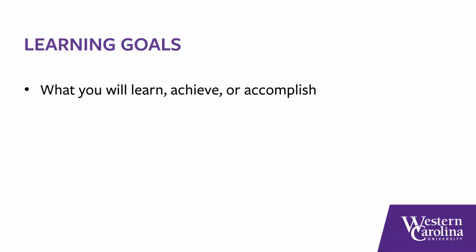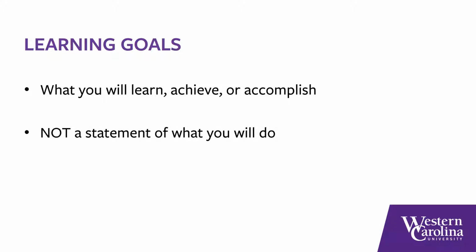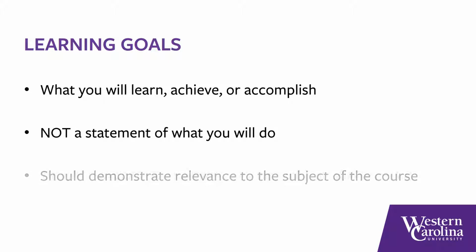So the three main parts of a contract consist of learning goals, activities, and your outcomes or deliverables. So let's talk about learning goals first. The learning goals are what you will learn, achieve, or accomplish in doing your honors contract. This is not a statement of what you will do. So in other words, your learning goal will not be to write an 8-page paper. Your learning goal would be to learn more about the history of the Supreme Court in the United States, for example. Now make sure that your learning goals demonstrate relevance to the subject of the course.